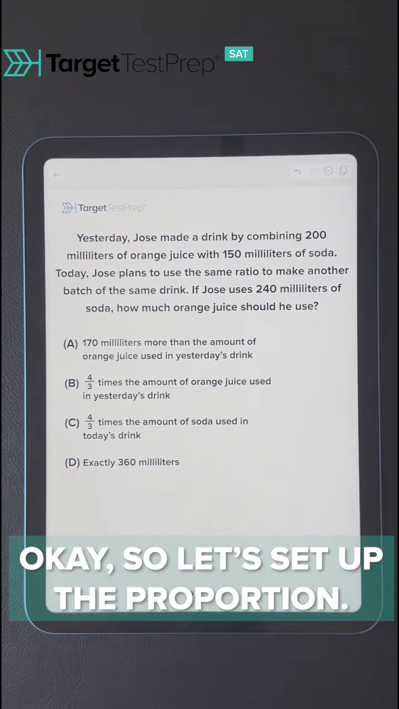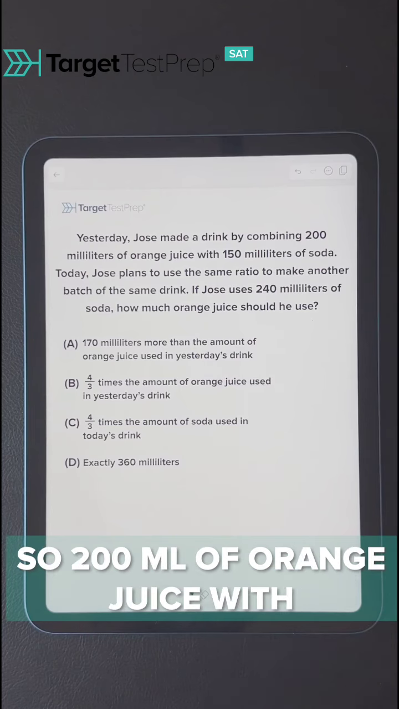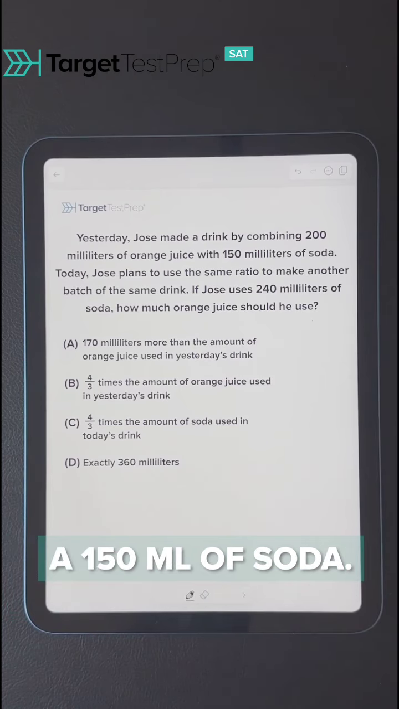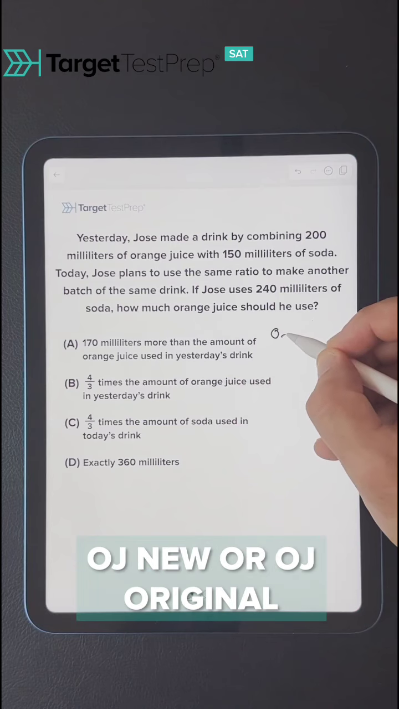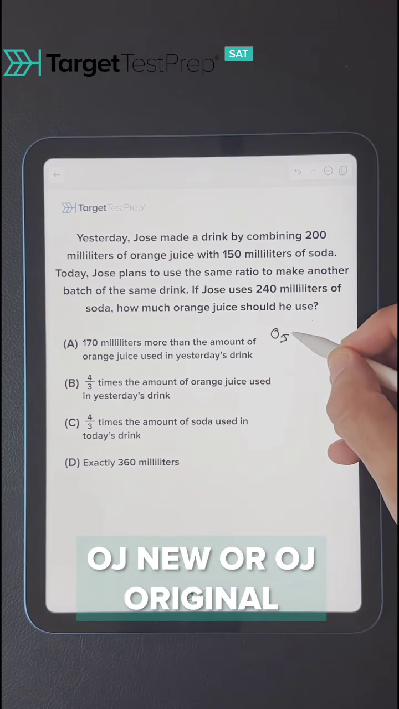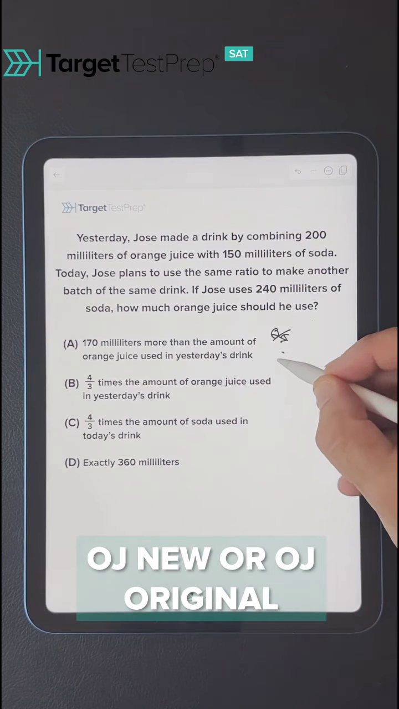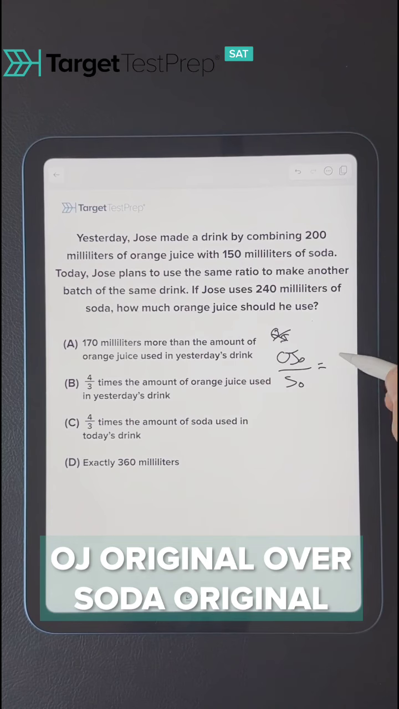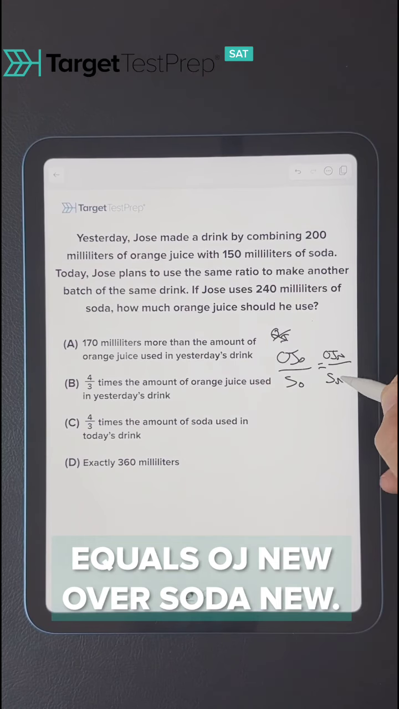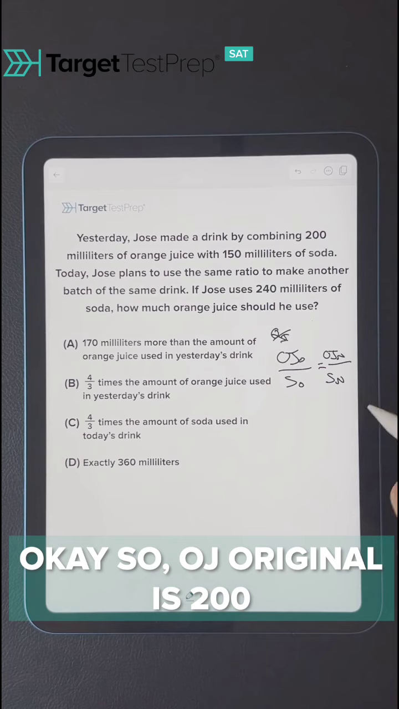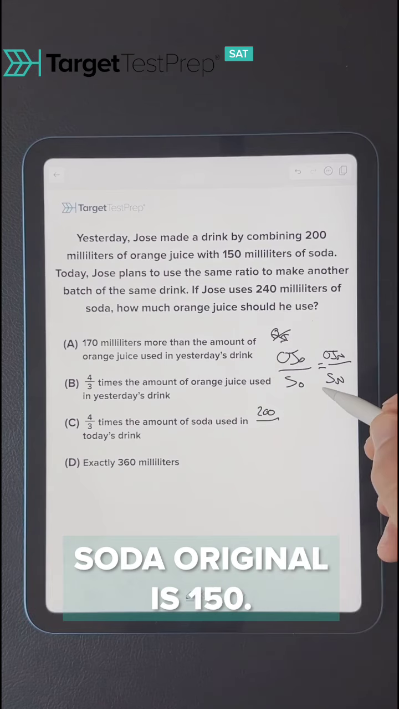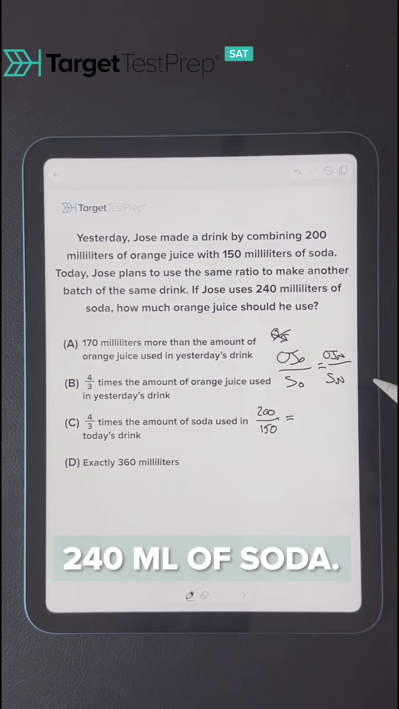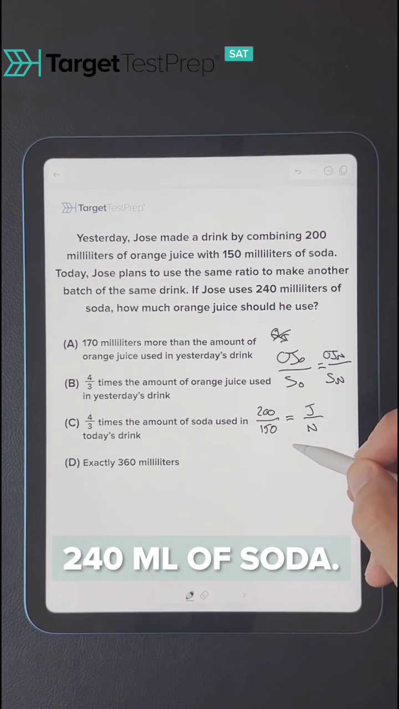Okay, so let's set up the proportion. 200 milliliters of orange juice with 150 milliliters of soda. So we're going to have OJ original over soda original equals OJ new over soda new. OJ original is 200. Soda original is 150. And that equals 240 milliliters of soda. Remember, soda's on the bottom, so we'll just call J on the top. That's new.